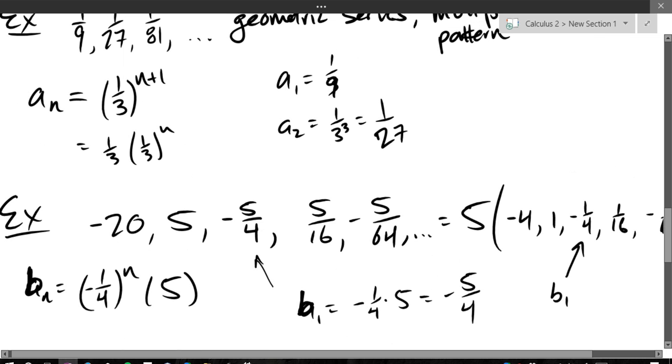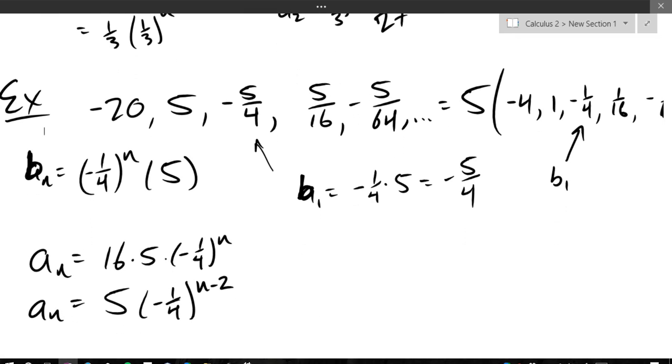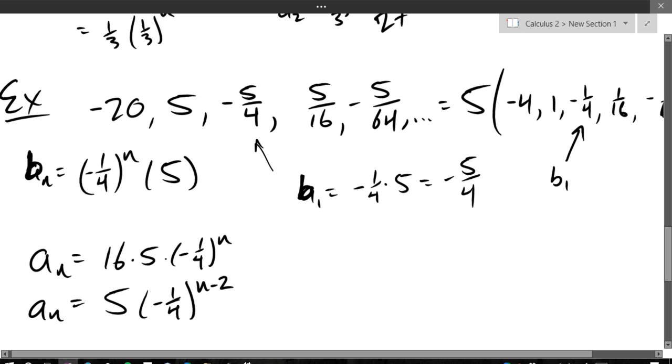What about this right here? Negative 20, 5, negative 5 fourths, 5 sixteenths, negative 5 64ths. What number is this getting close to? Okay, close to zero. And if you look right here, the a n formula, why is it getting close to zero? Because that negative 1/4 gets super tiny when n gets really big. So this negative 1/4, because it's less than 1, is going to get small when n is very big.